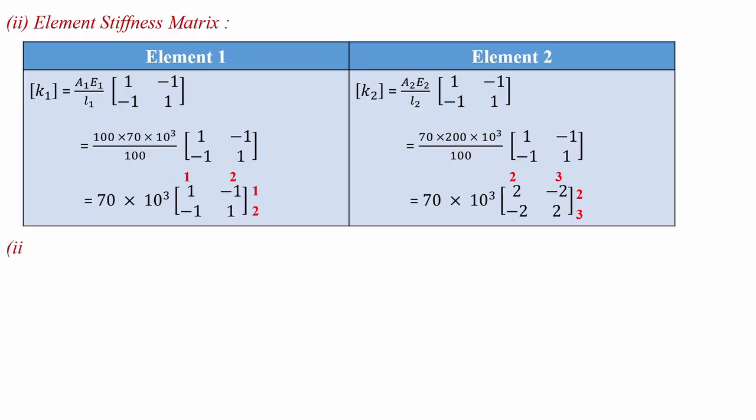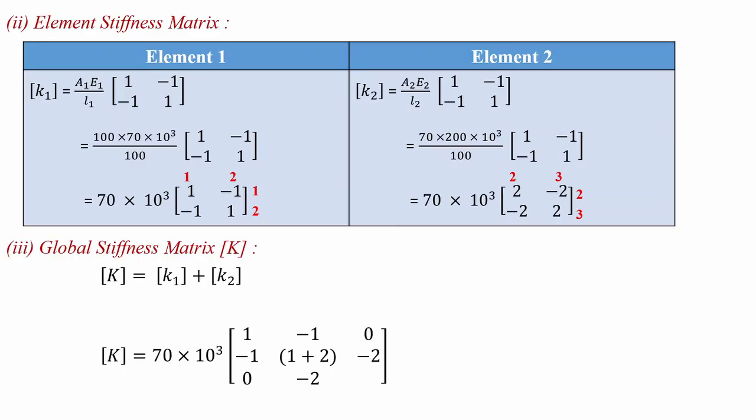Now let us compute the global stiffness matrix, which is the summation of the element stiffness matrix for element 1 and the element stiffness matrix for element 2. So let us compute this matrix as we have used a trick in the previous lectures. Since the size of the global stiffness matrix is 3 by 3, let us mark 3 columns and 3 rows. Now to write each and every element, we have to refer to the column numbers and row numbers.